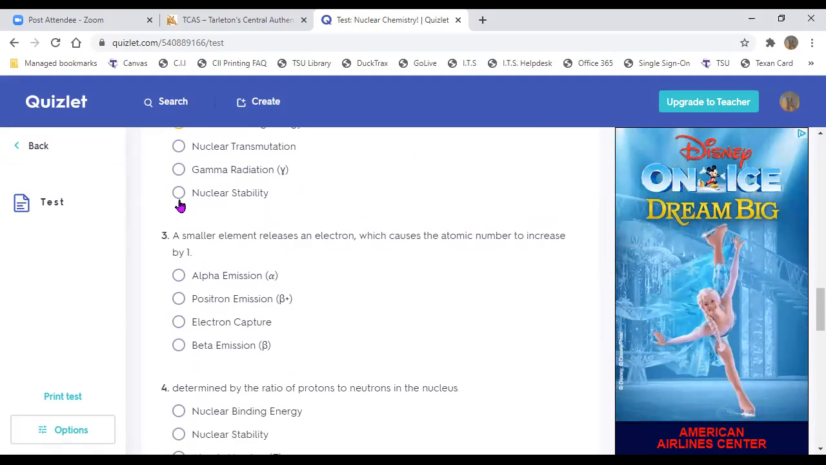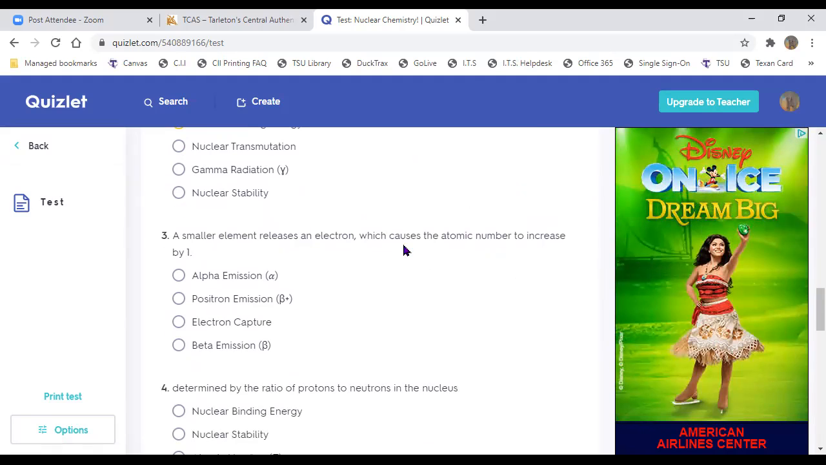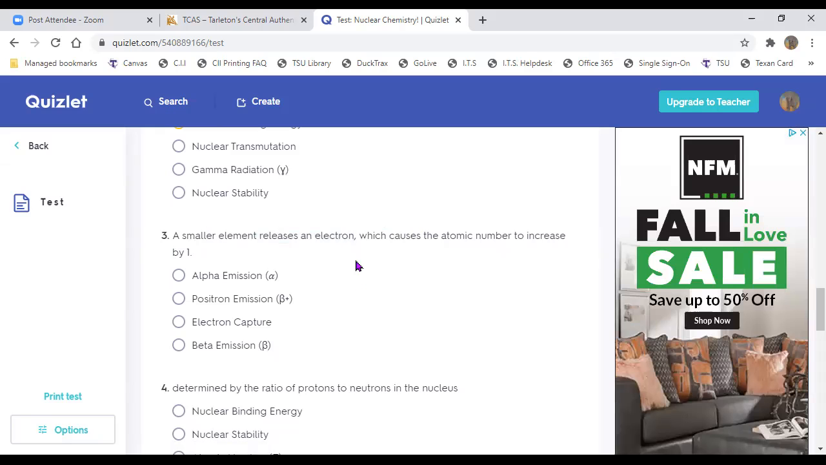Move on to 3. A smaller element releases an electron, which causes the atomic number to increase by 1. So you're releasing an electron, and the atomic number is increasing by 1. That part's more important for Wednesday, but a smaller element releases an electron. Which one would that be? We just talked about alpha emission, which is where it releases an alpha particle. So we know that can't be it. Electron capture? No, that one is going to be when it captures an electron.